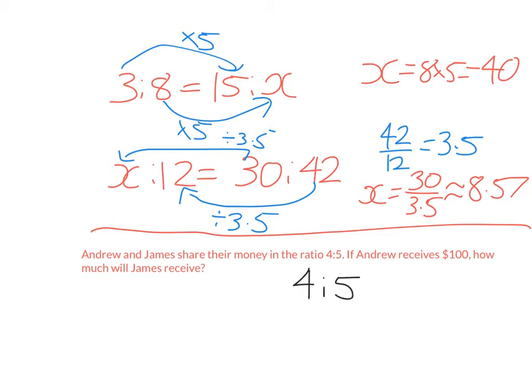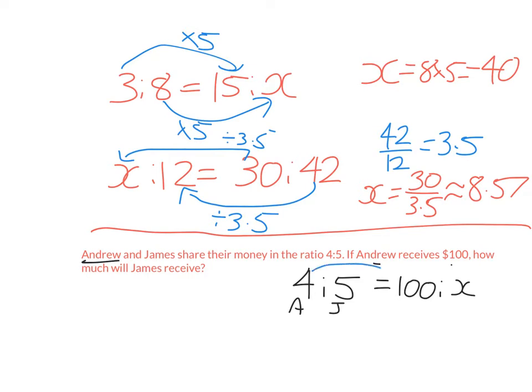Now, 4 refers to Andrew, because Andrew was written first. So 4 is Andrew, 5 is James. So we want that to equal, so Andrew gets 100, remember Andrew's first, and I want to find out how much James will receive. So I'll just call it X again. So now that we've set up this equation, we do it exactly the same way we've just been doing.